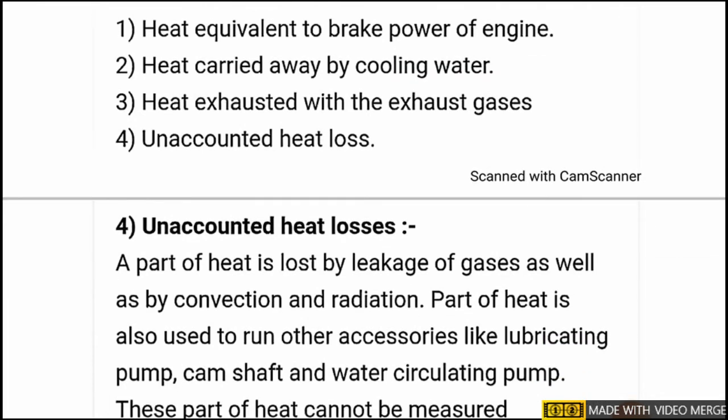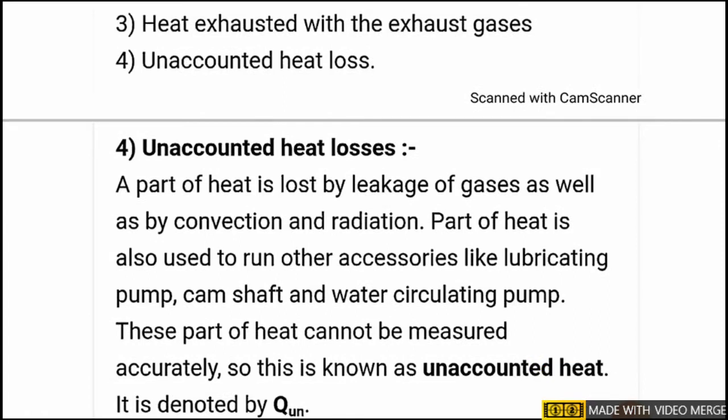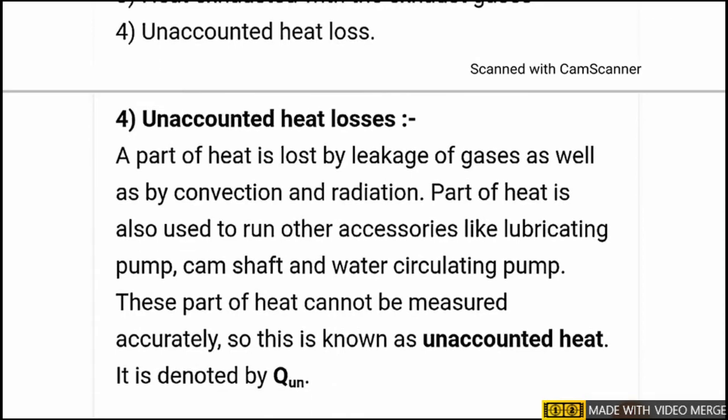Unaccounted heat loss is nothing but a part of heat that is lost without any usage, by leakage of gases, as well as with respect to convection and radiation. And part of it is also used to run other accessories like the camshaft and water circulating pump. This part of heat cannot be measured accurately, so this is known as unaccounted heat. It is denoted by Q suffix UN.